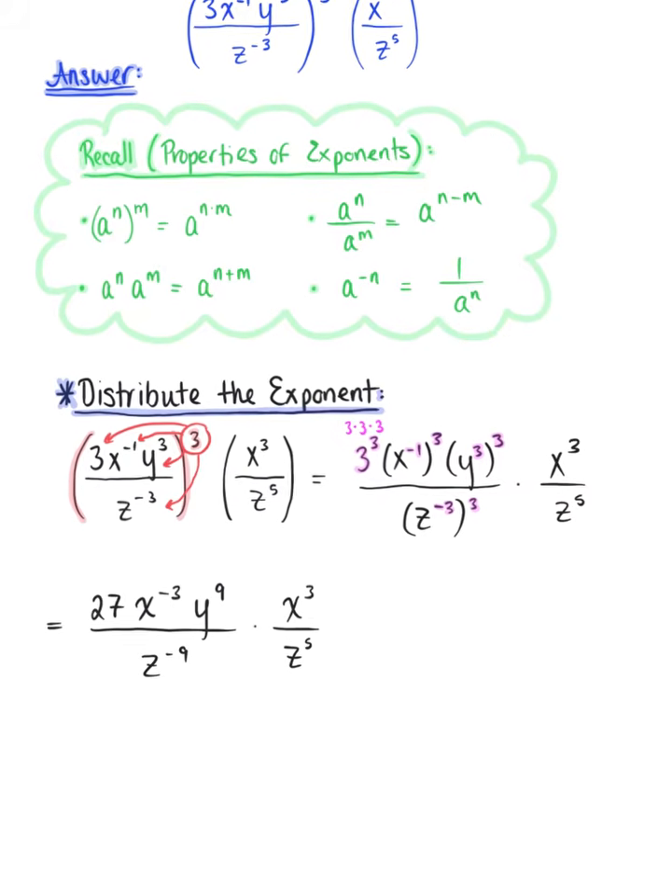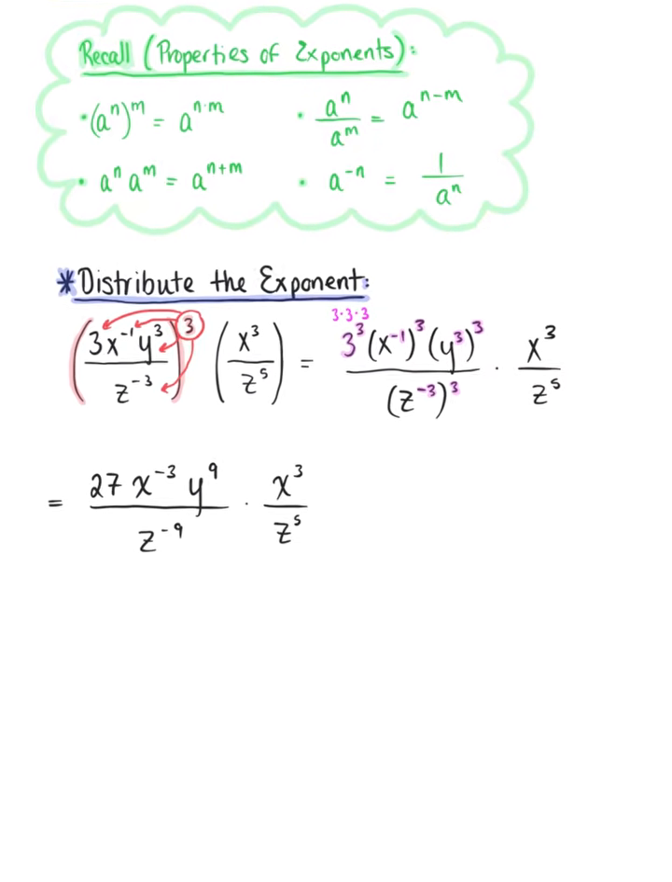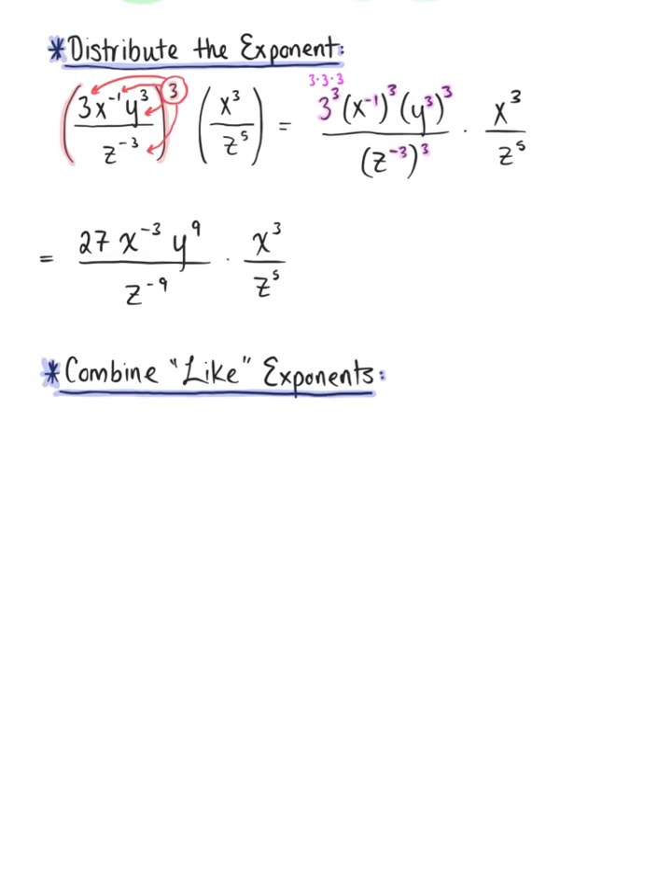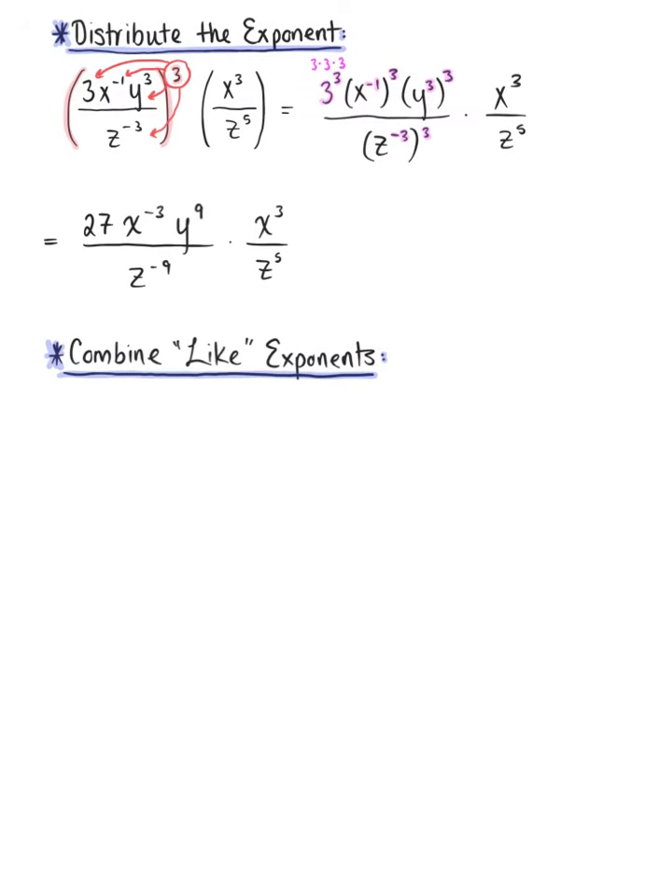So now that we have simplified this, we're ready to go ahead and combine the like terms here by applying the product and quotient property of exponents. So looking at our step above, we see that we only have one constant term, 27. So that will remain as it is. We can see that we have two x terms. We have x to the negative 3 times x to the positive 3. So this becomes x to the negative 3 plus 3. We can see we only have one y term, y to the 9th, so that remains as it is.